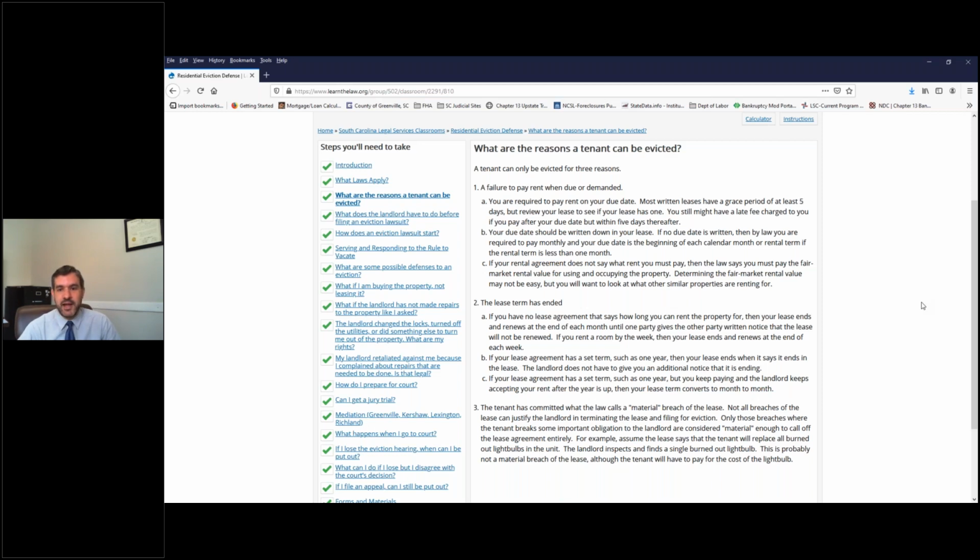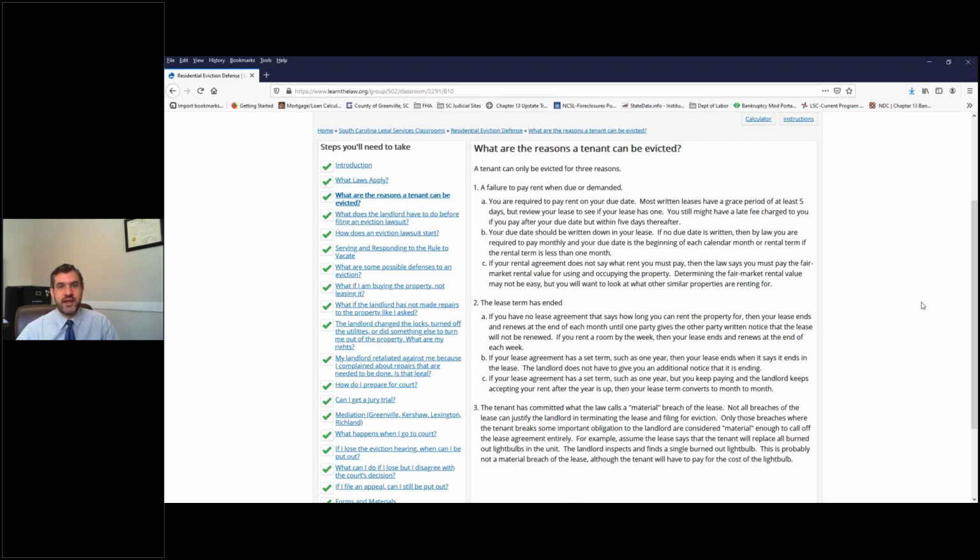So if you don't have a lease agreement that says how long you can rent the property for, then the law presumes that your lease ends at the end of each month and begins at the beginning of the next month. That's called a month-to-month lease. And that continues on until one party gives the other party written notice that the lease will not be renewed 30 days in the future. If you rent a room or rent by the week, then the lease ends and renews week to week.